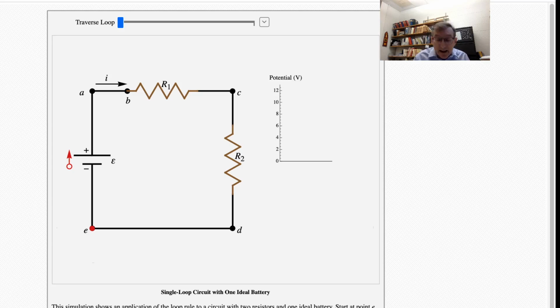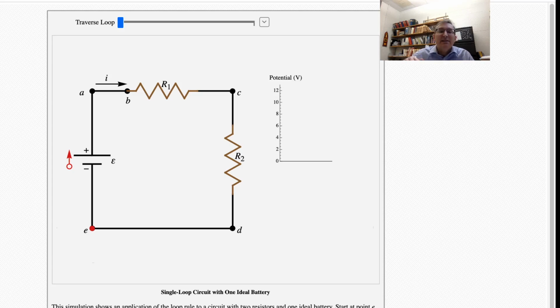All right, this simulation allows us to mimic applying the conservation of energy rule. Because when I drag that slider that says traverse loop, we're going to start at a chosen point. Doesn't matter where you start. The simulation starts at the point labeled E in the circuit diagram, and is going to traverse, go around the loop. We're going to be loop inspectors, circuit inspectors, and we're going to keep track of the gains and the losses in potential until we get back to point E again. And we're going to go clockwise with the current.